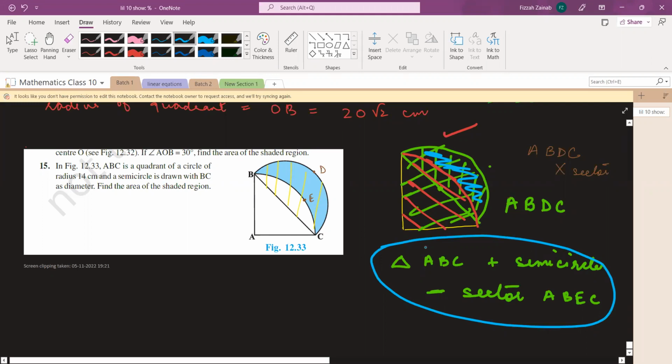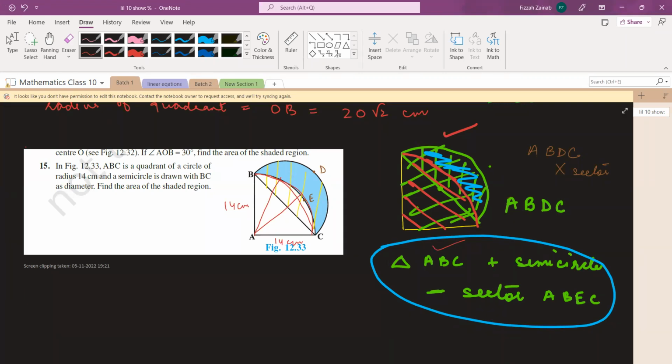So area of triangle now, half base into height. Now tell me what you know about it. So ABC is a quadrant of radius 14 centimeter. So that means this side is 14 centimeter, right? This side is also 14 centimeter because it's a quadrant. Quadrant is this one, right? So this is also a radius, this is also a radius. Everything is a radius. AB is also a radius, AC is also a radius. Okay. So now you know AB and AC, so you can find the area of the triangle, half base into height. Clear?